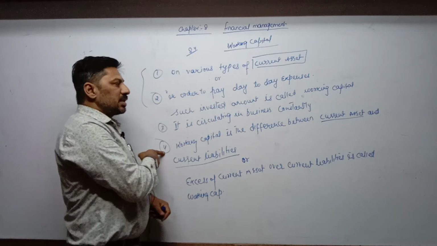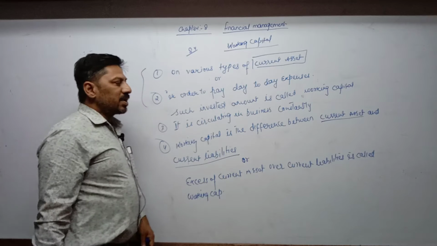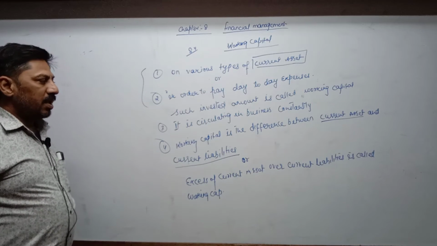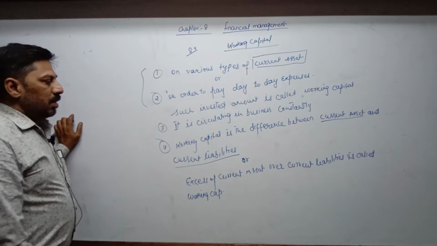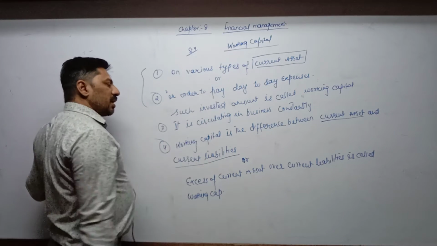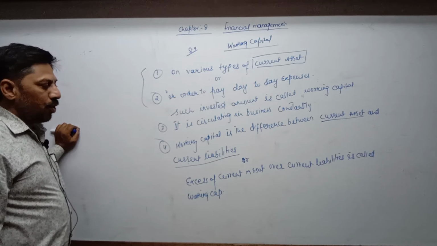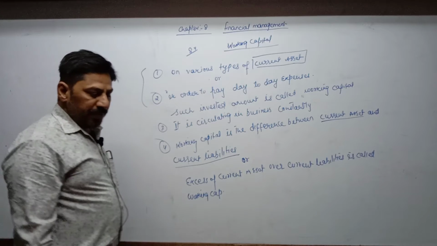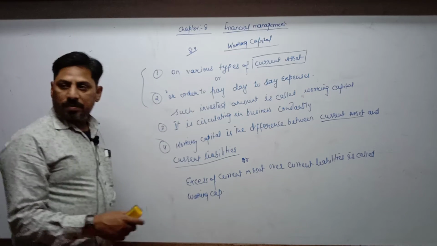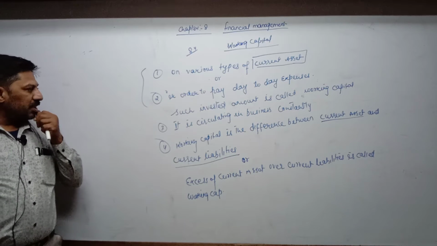Now, the technical language definition: working capital is the difference between current assets and current liabilities. You have already done working capital ratio in accounts. So working capital is the difference between current assets and current liabilities, or in other words, the excess of current assets over current liabilities is called working capital. Now working capital is of two types.